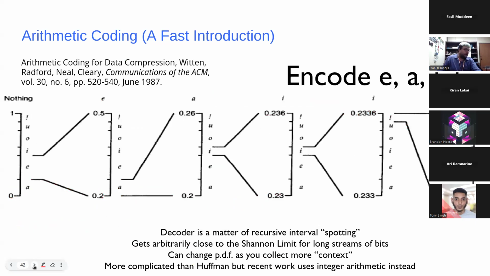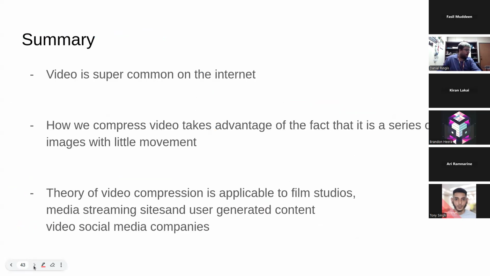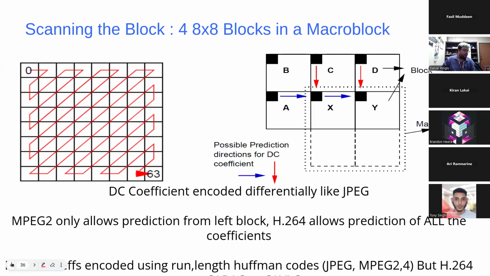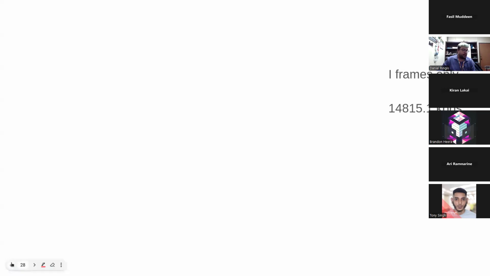So in summary, video is super common on the internet. How we compress video takes advantage of the fact that it's a series of images with movement. Video compression is applicable to film studios, media streaming sites, and user-generated content, such as social media companies. And that's pretty much it. The main thing I would like you all to remember is the general structure of compression.